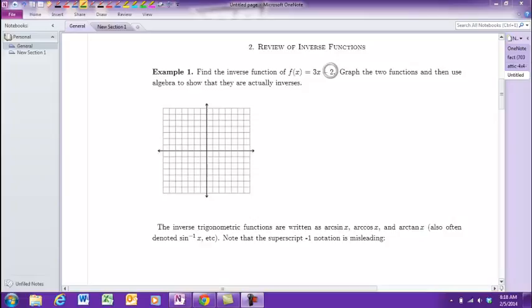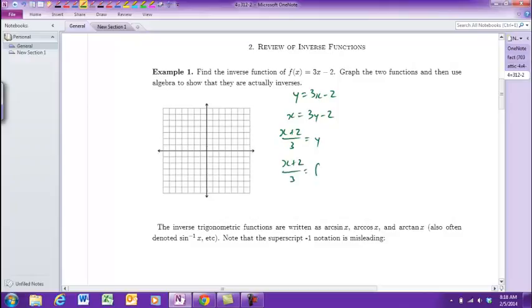So suppose we're given f of x equals 3x minus 2, and we want to find the inverse function of that. We first substitute y in place of f of x. Then I swap the position of the x and y. And then I solve for y. So here I'll add 2 and divide by 3. So that's x plus 2 divided by 3 equals y.